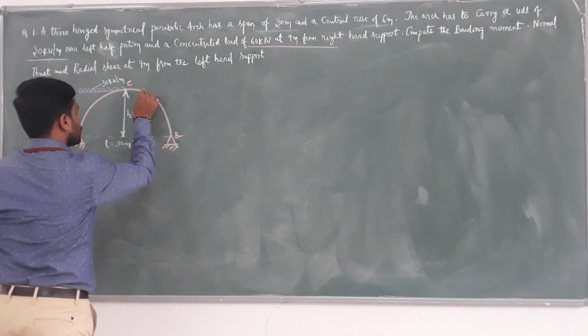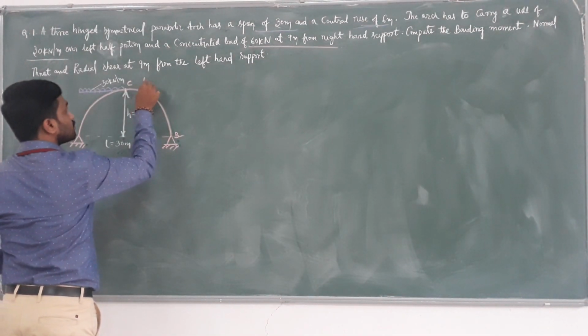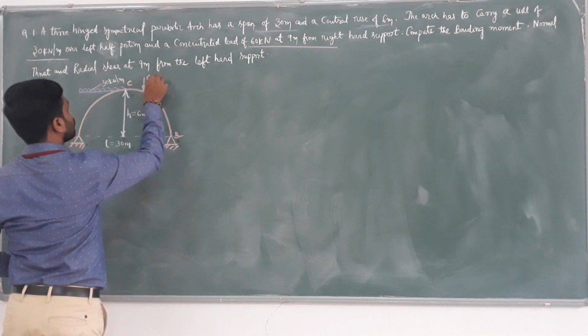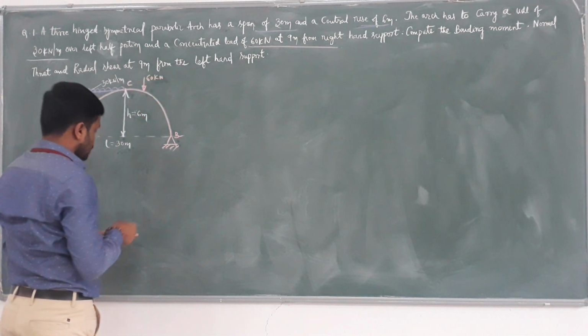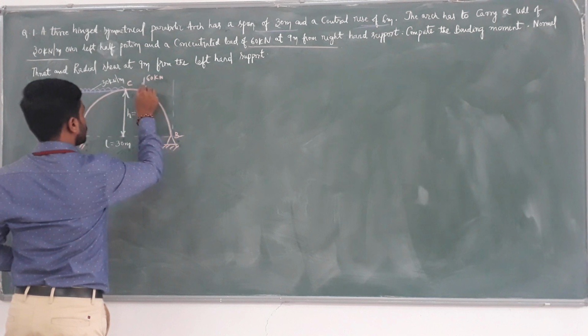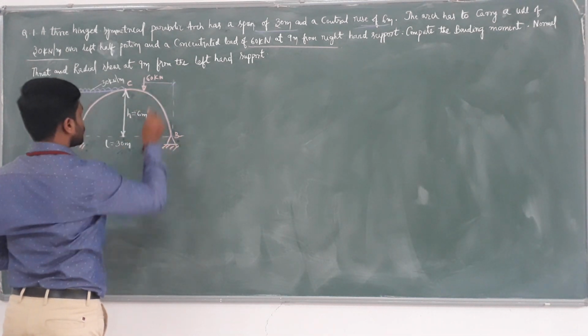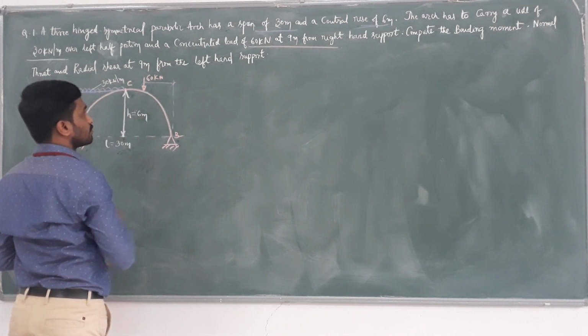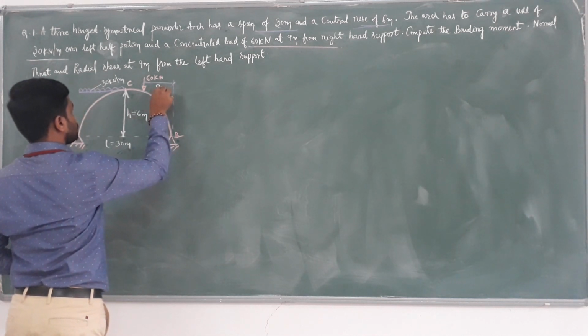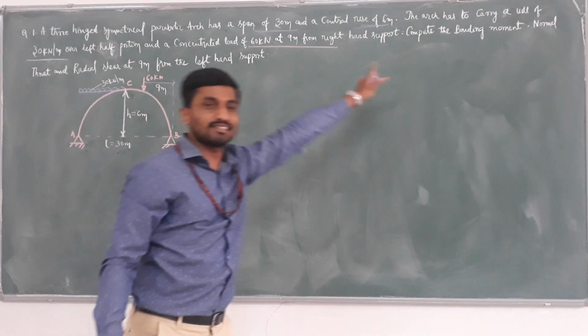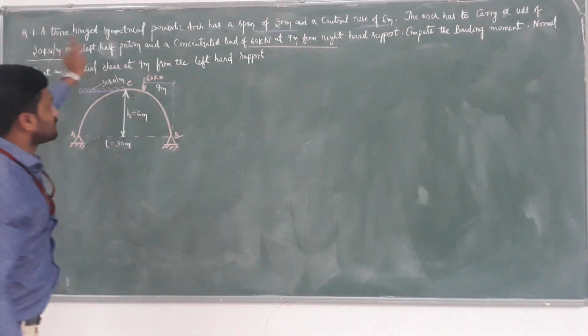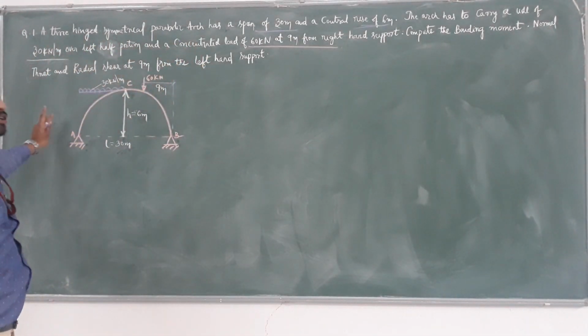From the right hand support, we have a concentrated point load of 60 kilonewton, and the distance from the right support is given as 9 meter. This is the given data, given in sentence form. We have just drawn a schematic diagram.